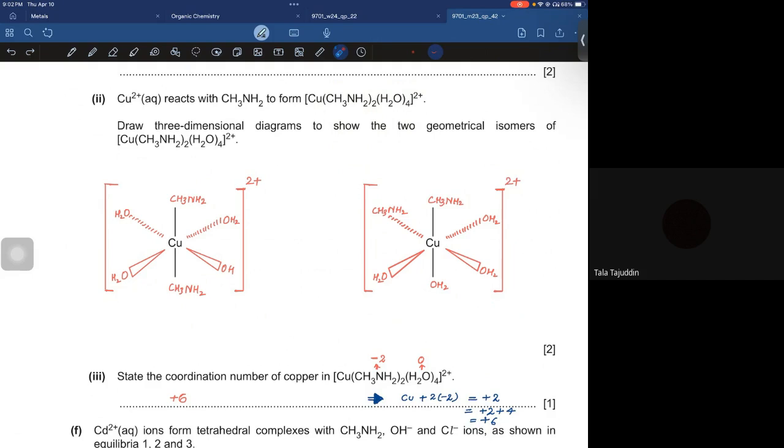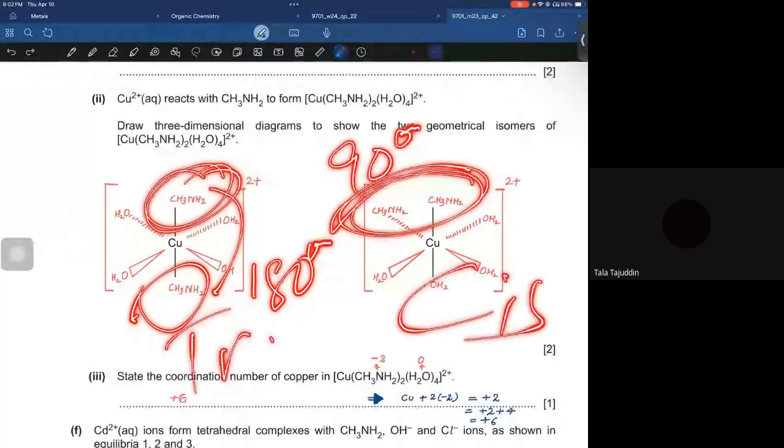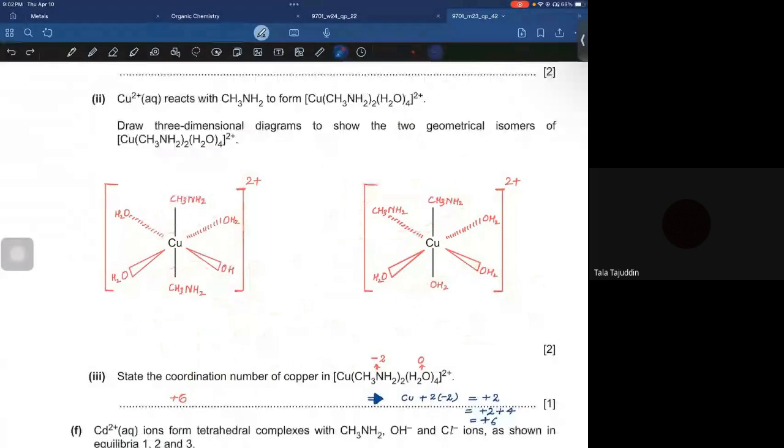Okay, so they are saying draw three-dimensional diagrams to show the two geometrical isomers of this. So what I did, geometrical isomers they are going to ask. So this is trans, this is cis. Why is this cis? Because the bond angle is 90 degrees between the two same ligands. And why is this trans? Because the bond angle is 180 degrees between the two same ligands. That's why this is the trans. So this is cis and this is trans. So these are the two geometrical isomers. Okay, it's very easy.